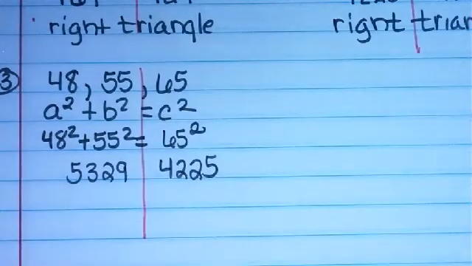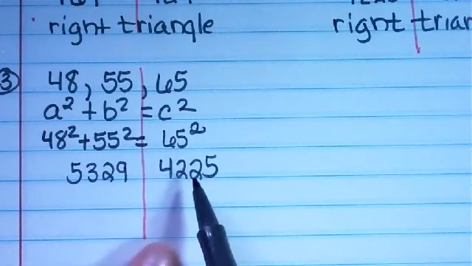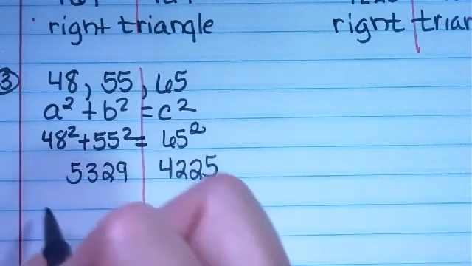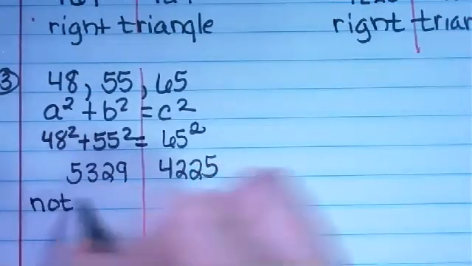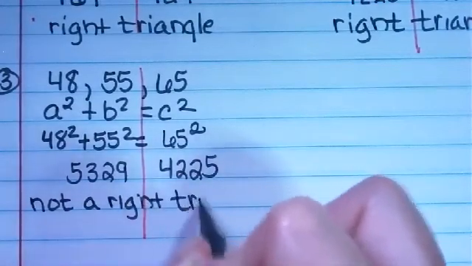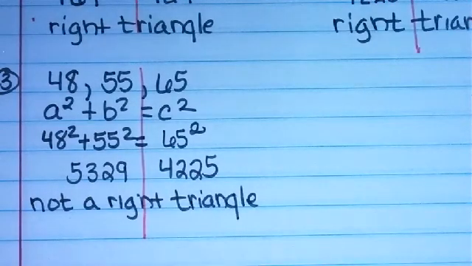Now look right here what happened. The left side's simplified answer and the right side's answer do not match each other. So what this means is this is not a right triangle. It is not a right triangle. When these two sides do not equal the same number, it could be a triangle, but it's not a right triangle. We know that it's either going to be an acute or an obtuse triangle.